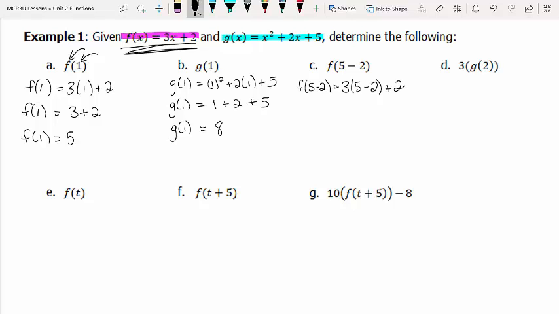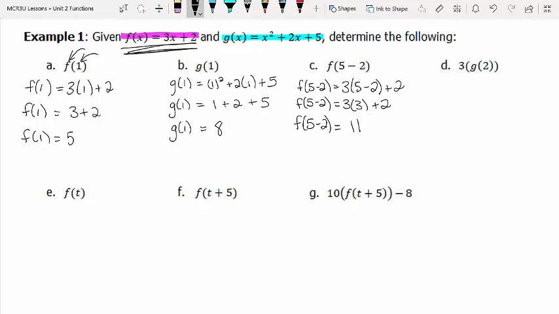Okay, and now we're going to solve this. So I'm going to simplify inside the brackets first. And there's our final answer, okay?